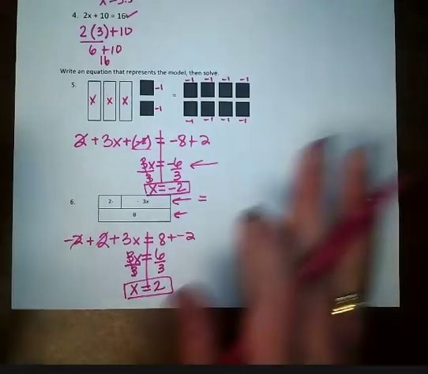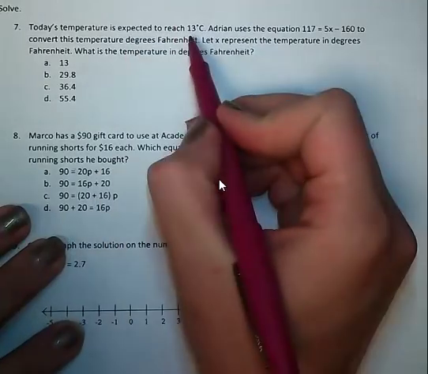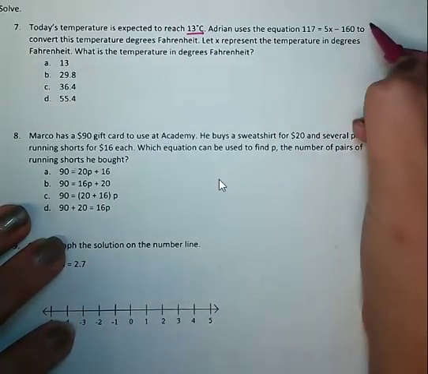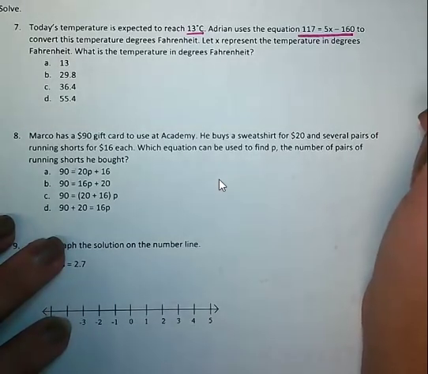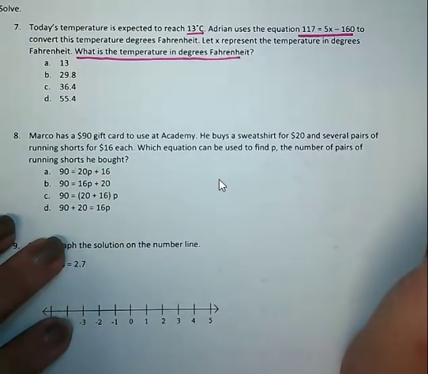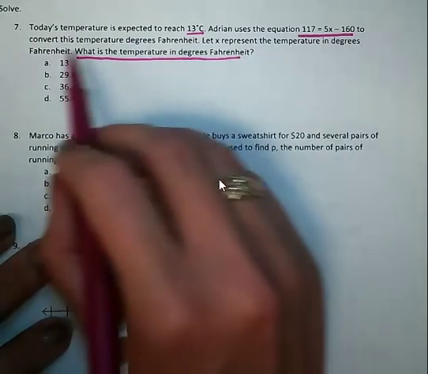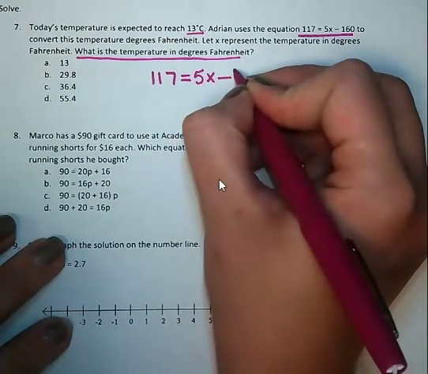So hopefully you've done pretty well on the first part. The second part has a little bit of the word problem scenarios with it, so we're going to read through it. It says, today's temperature is expected to reach 13 degrees Celsius. Adrian uses the equation 117 equals 5x minus 160 to convert this temperature to degrees Fahrenheit. Basically, it says, what is the temperature in degrees Fahrenheit? Okay, so basically, let's say that we've got 117 equals 5x minus 160.